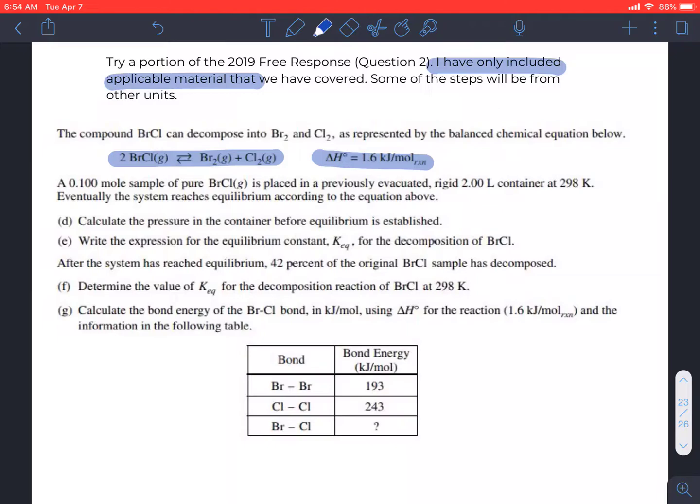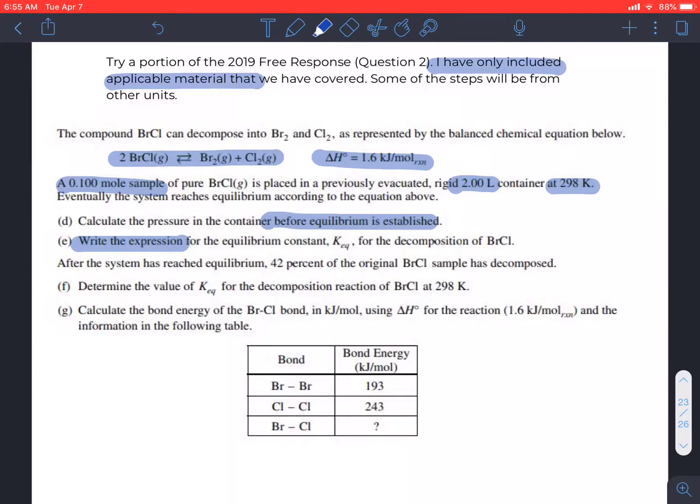Okay, so a 1 mole sample of pure BrCl in the gas form is placed in a previously evacuated 2-liter container at 298 Kelvin. Eventually, the system reaches equilibrium according to the equation above. Okay, so D, calculate the pressure in the container before equilibrium is established. E, write the expression for the equilibrium constant for the decomposition.